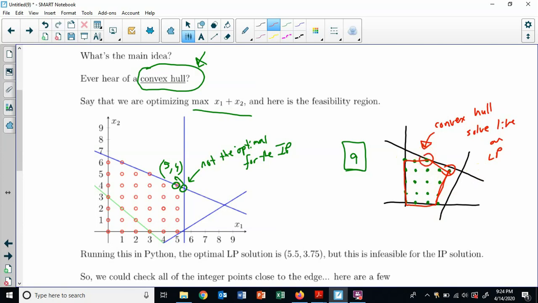So how do we come up with the convex hull? Let's go back over here to this example, and that's where the idea of a cutting plane comes in. So let me erase some of my writing here. We would look and say, okay, here is what we got. This right here is optimal for the linear programming problem, but it's not optimal for the integer programming problem because this point is not feasible. So we need to cut it off.